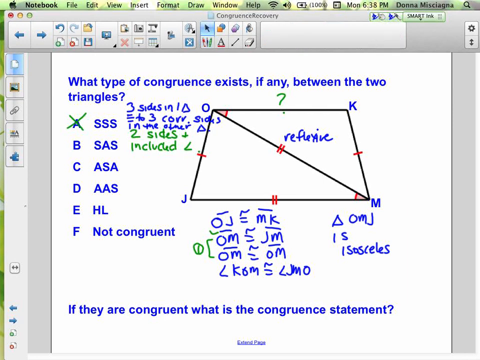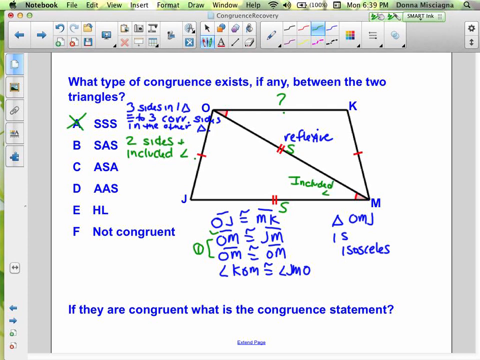So for side angle side, we need two sides and the included angle. Let's see if we have that. Did we get that? All right. So we have a side. There are the two sides in the one triangle, and we do have the included angle. So at least for triangle OMJ, we do have side angle side.